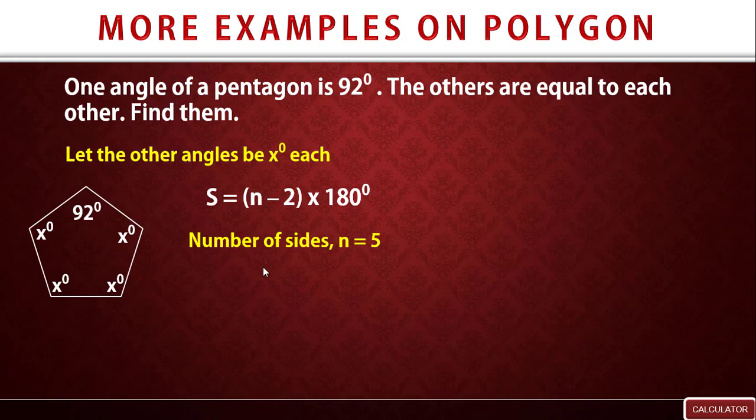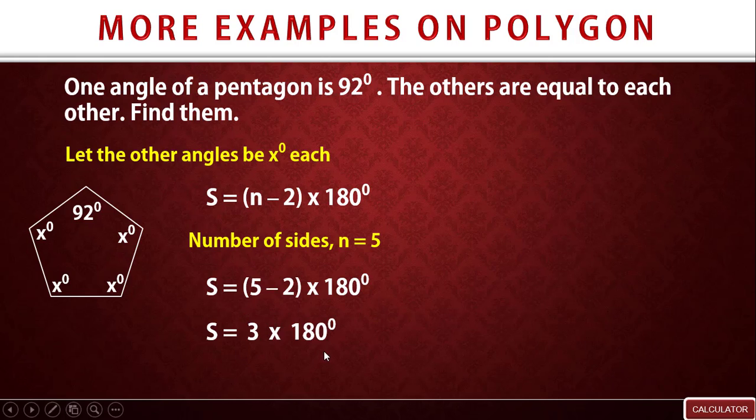Now the next thing to do, we are given the number of sides to be 5. A pentagon has 5 sides. That's the reason why we have the number of sides to be 5. So let's put that n into this formula. Then we have s equals 5 minus 2 times 180 degrees. 5 minus 2 will give 3. So we have s equals 3 times 180 degrees. 3 times 180 degrees, using your calculator, will give 540. So our s equals 540 degrees.